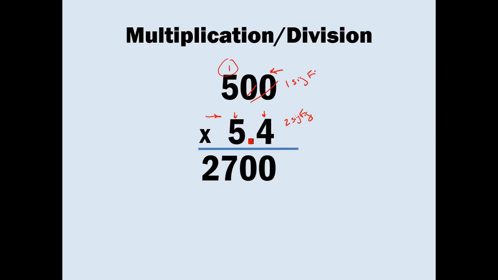Our answer can only have as many significant figures as the fewest number of significant figures, and so we're going to have to round this value up to 3,000. Again, this has only 1 significant figure because there is no decimal place, so we start counting from the right-hand side. We skip our zeros, and this is our only significant figure.